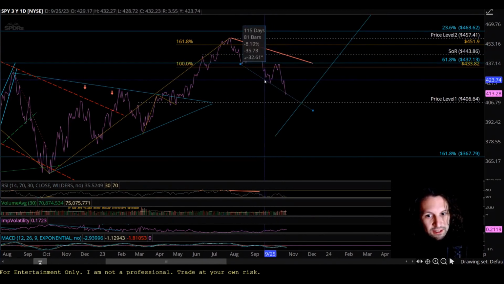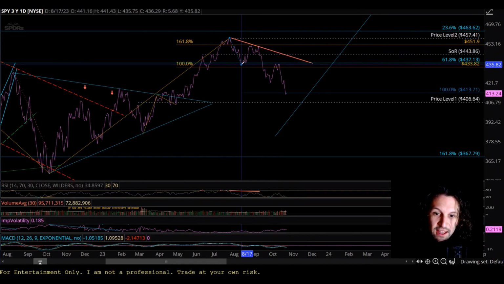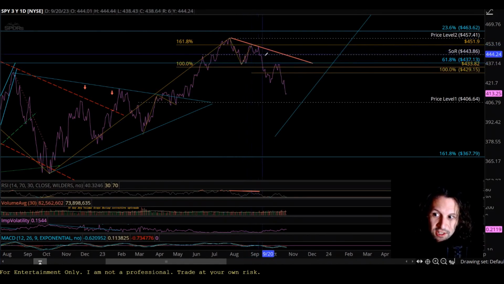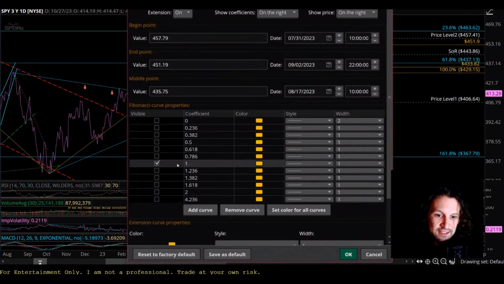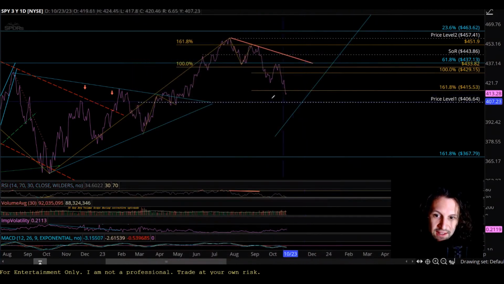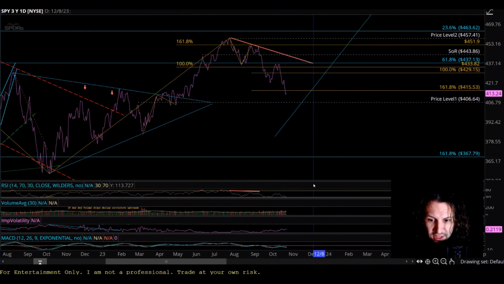Ooh, this looks more like a clean motive wave count, doesn't it? Where this dip off of 457 down to 435 would serve as our first wave. And then our Fibonacci tool retracement here, 100% puts us at 429. We're going to edit this and put an extension down on it, and supposedly the 161.8% target is 415, where you can see price has fallen through today.